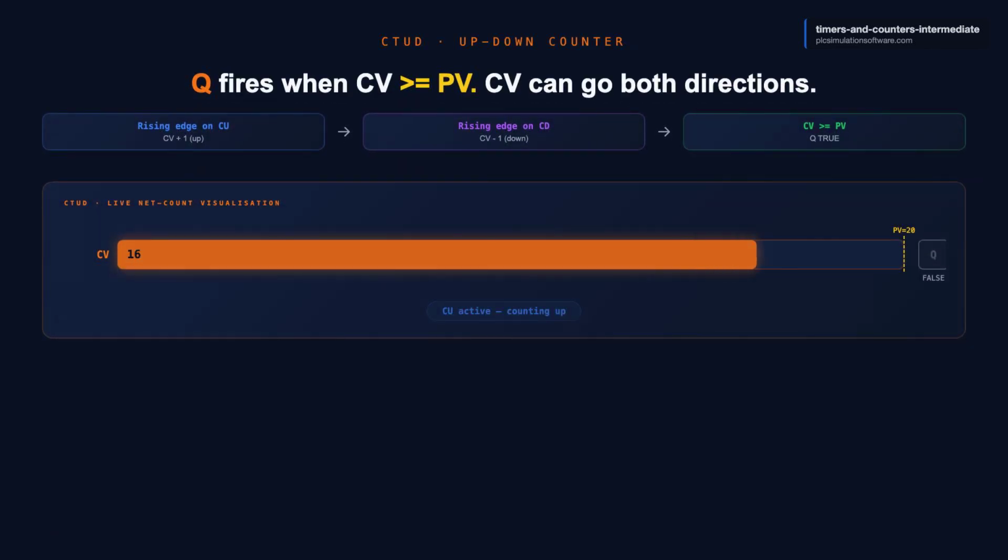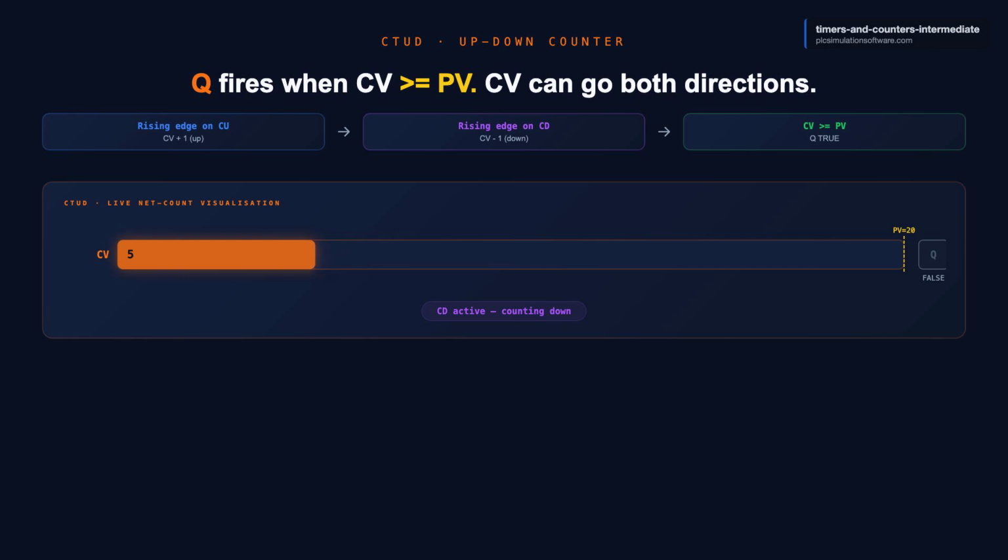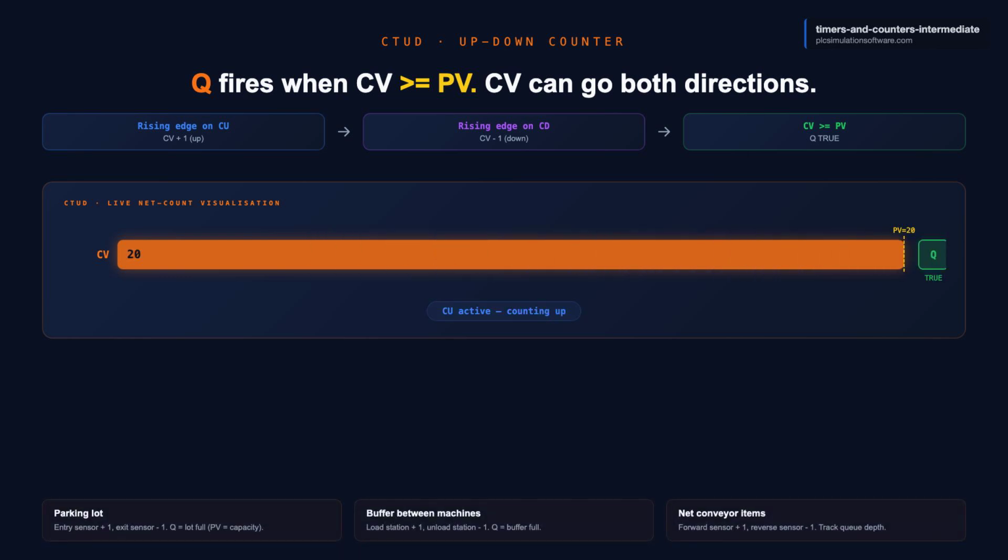The third counter is CTUD, the up-down counter. It has both CU and CD inputs. CV moves up or down as either input fires. Q goes true when CV reaches or exceeds PV. The pattern tracks net values.